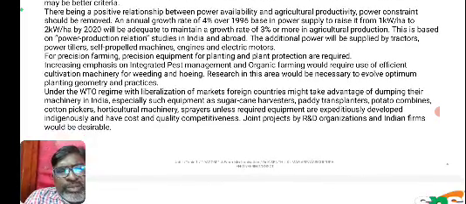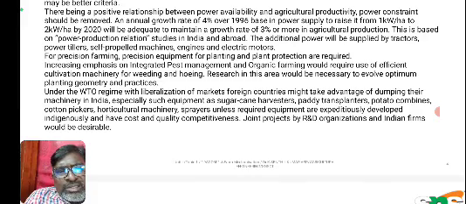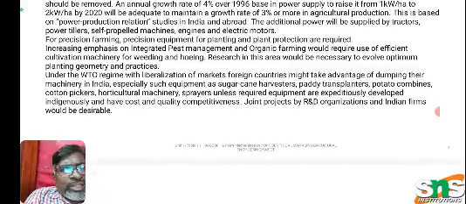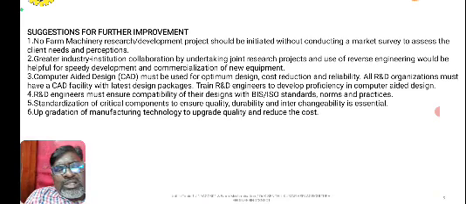Under the WTO regime, with the liberalization of markets, foreign countries might take advantage by dumping their horticultural machinery, sprayers and other equipment, unless the required equipment is developed indigenously and has cost and quality competitiveness. Joint projects by R&D organizations and Indian farmers will be more desirable. And these are the suggestions.